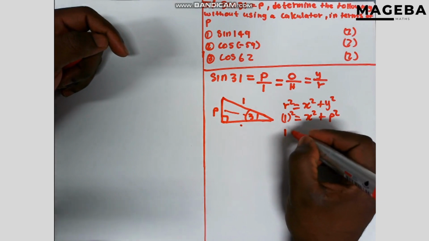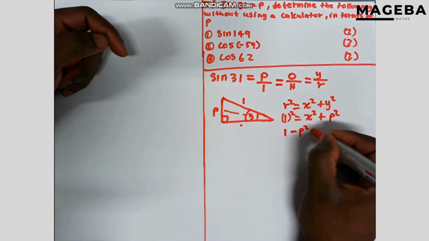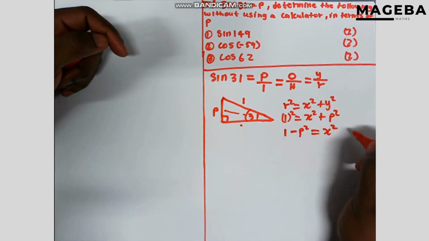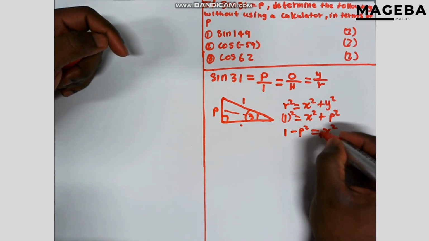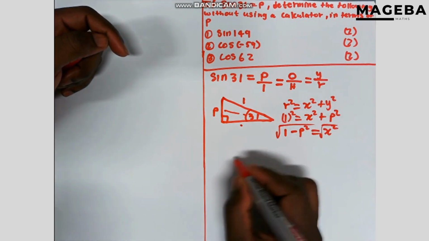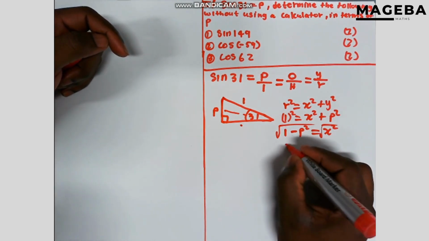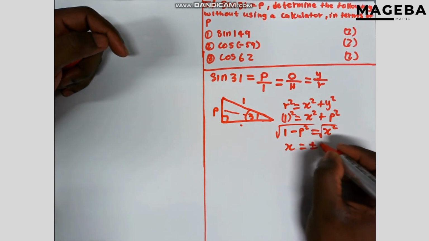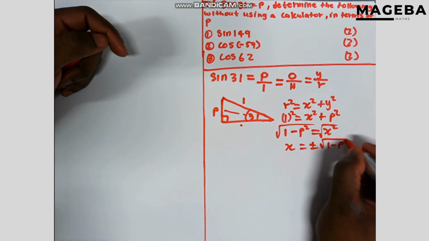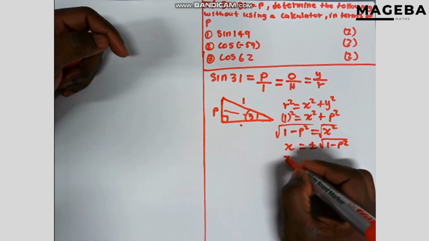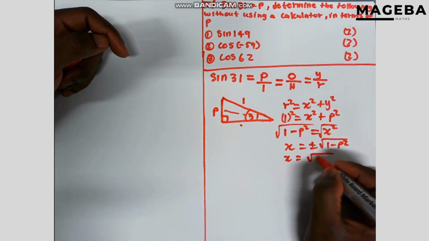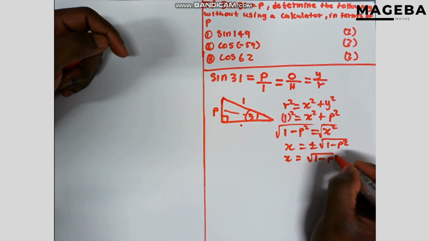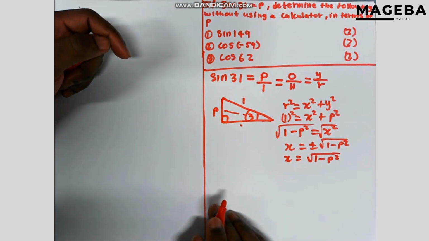Take this p squared to the other side, it's going to be 1 minus p squared is equal to x squared. And then we're looking for x, not x squared, so we're going to root both sides. Then we're going to have x is equal to plus or minus the square root of 1 minus p squared. Since we're looking for positive x, we're just going to say our x is the square root of 1 minus p squared. This is what we have.